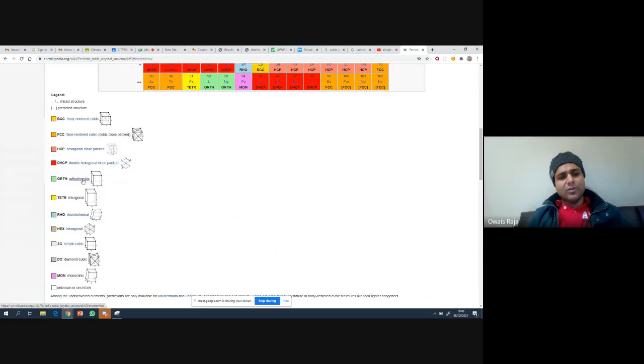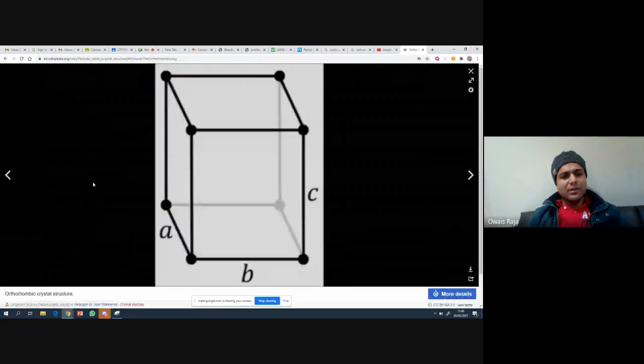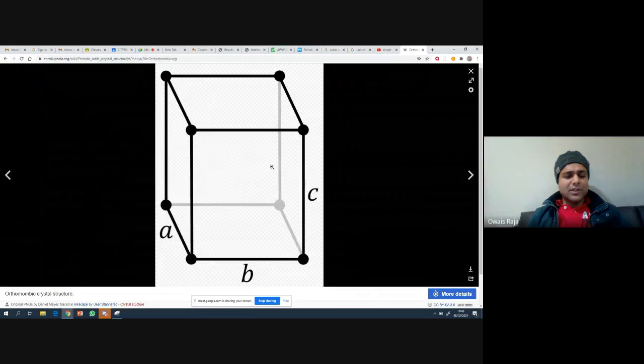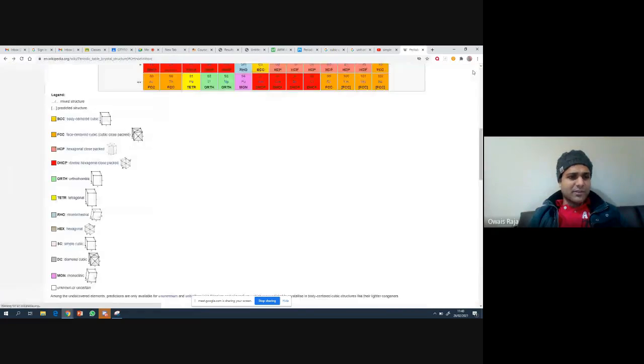Then there's orthorhombic. Orthorhombic is when it's not a cube, it's more like a cuboid. All the dimensions are different. Then there is a rhombohedral.